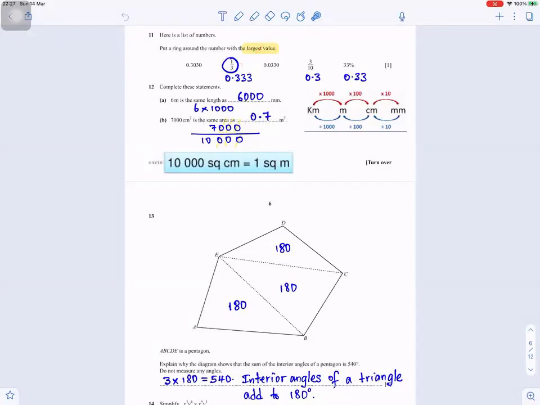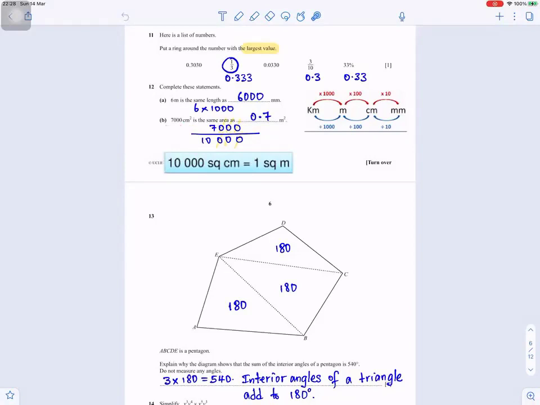Question number 12. Complete these statements. 6 meters is the same length as... To change from meters to millimeters, you times by 1,000. So 6 times 1,000, you add 3 zeros, is 6,000. So if you look there, I've put the conversion there for you. So you want to go from meters to millimeters. So you times by 100 and 10. 100 times 10 is 1,000. So that's why you times by 1,000.